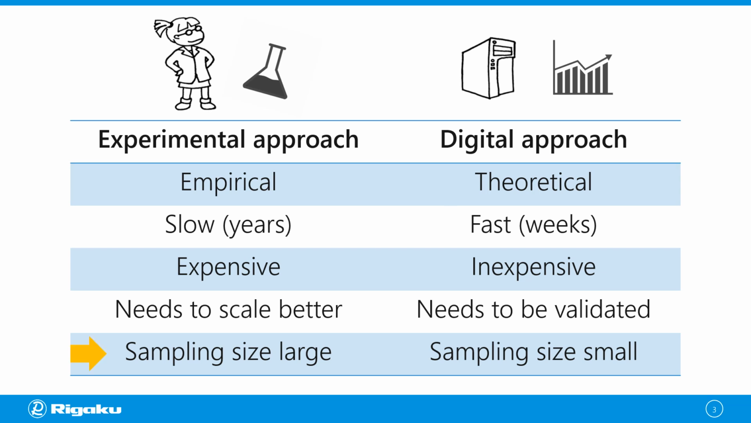The other difference I want to point out is the sampling size. The experimental approach uses pretty large sampling size, but the digital approach is, in most cases, limited to a small sampling size to run the calculation faster. This is not a problem if your sample is pretty uniform, but if you have non-uniformity across the rock sample you're looking at, sampling size is something you need to be careful about for the digital approach.